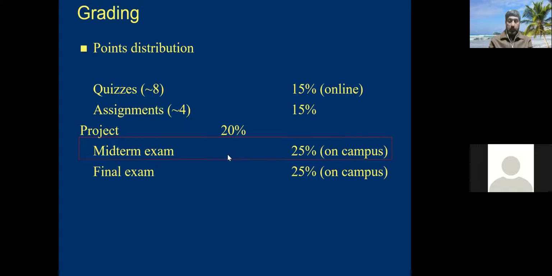Usually my exams are not cumulative. So the midterm would only comprise of the mid material. The final would comprise of material mostly post-mid. So that's why they also have similar weightages. Okay, any question here before I move to the next slide?